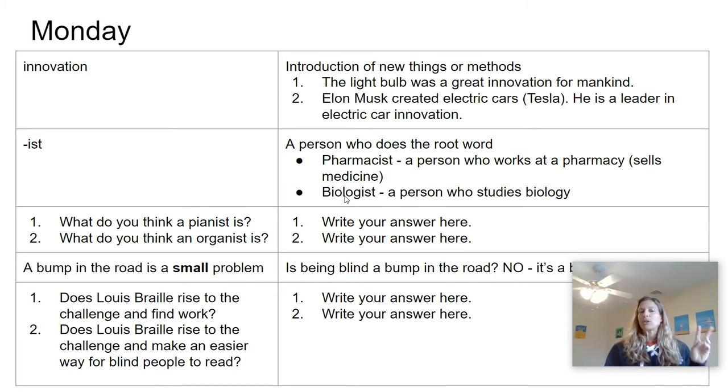So we're going to see two words that have the suffix ist at the end of them. One of those words is going to be a pianist. What do you think a pianist is? And then you're going to write your answer here. You're going to just highlight that and write what you think the answer is. And also, what do you think an organist is? And you're going to write your answer here. Both of those answers are going to start with "it's a person who does what." When you read the article, it might be easier to figure out what those words mean if you're not sure yet.